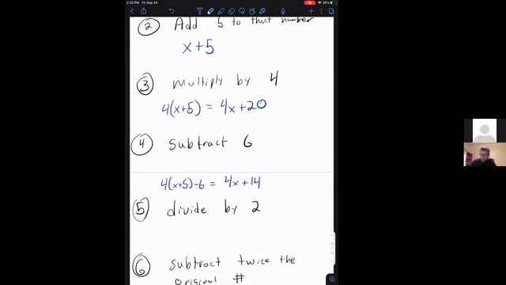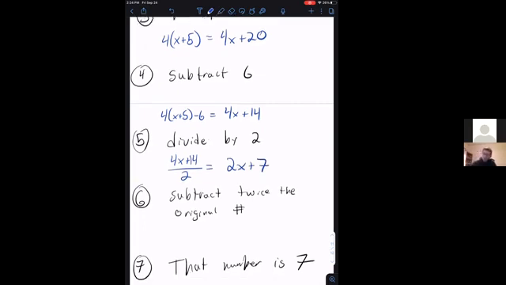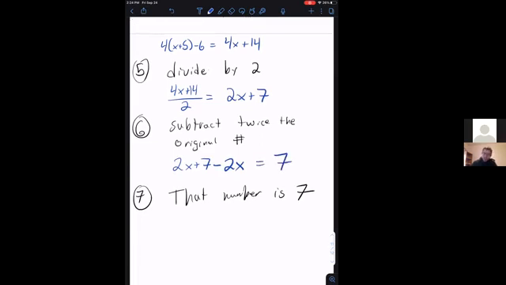Okay. And then I want you to divide by 2. So if I divide by 2, 4x plus 14 over 2 is 2x plus 7. And then I want you to subtract twice the original number, minus 2 times the original number. Well, look what I get. 7. No matter what number they pick, it will always be 7.